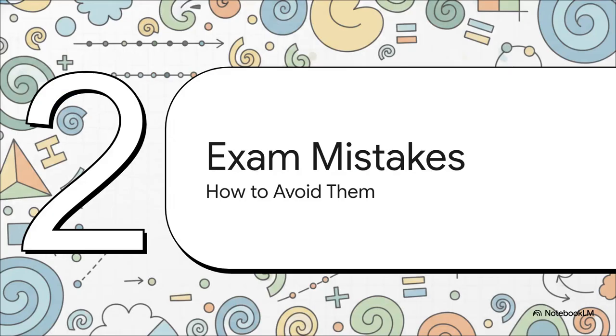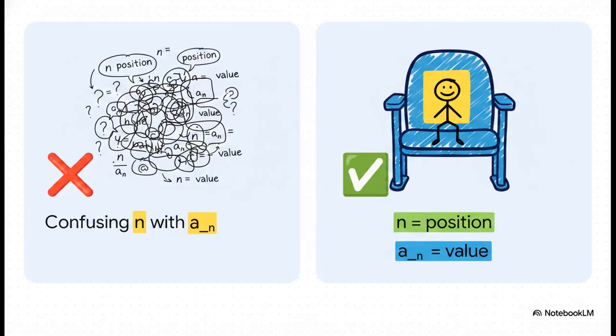Section 5, Avoiding Common Exam Mistakes. Pay close attention, because this right here is where 80% of students mess up. They confuse N with A sub N. Think back to our stadium analogy from earlier. Never confuse the seat number, which is N, with the actual person sitting in that seat, which is A sub N. If a question says, find the 10th term, 10 is just the seat number. The mathematical value of that term is the person in the seat. You have to keep those two variables totally separate in your mind and on your paper.